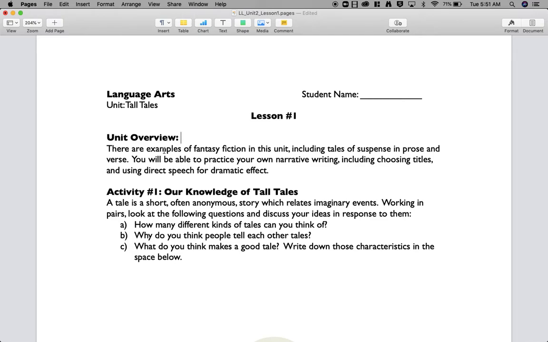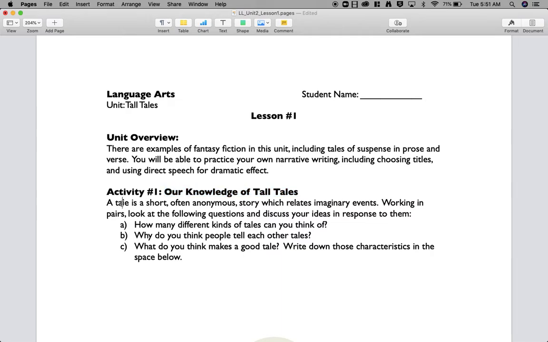Anyways, there are a few examples of fantasy fiction in this unit, including tales of suspense in prose and verse. You will be able to practice your own narrative writing, including choosing titles and using direct speech for dramatic effect. All right, activity 1, our knowledge of tall tales.